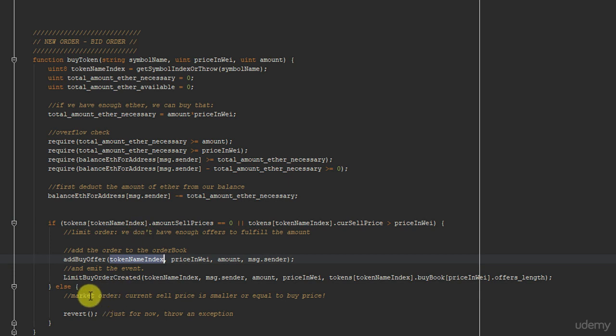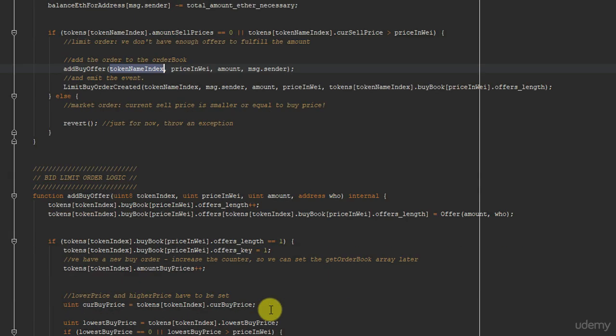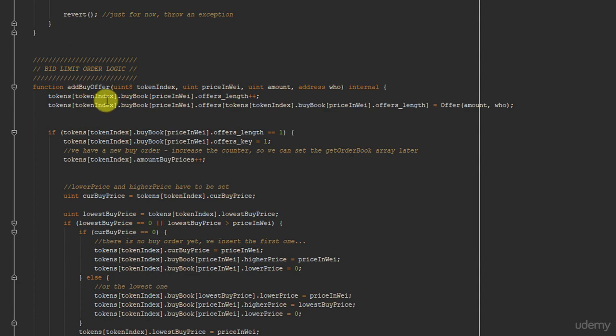For the market orders, I currently just revert this, and in the next section, or the section afterwards, we are going to implement that. But for now, we can just post limit orders. And let's have a look at the add buy offer function.